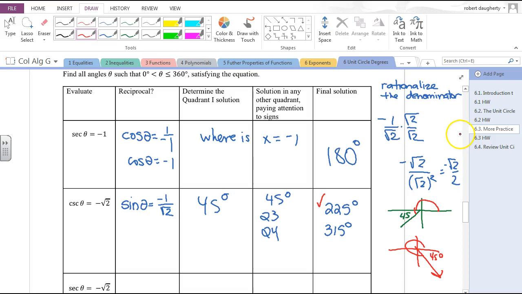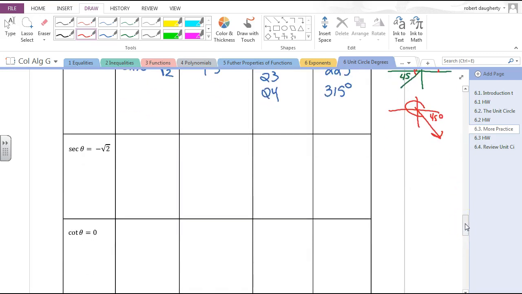Let's look at the next one, very similar. The secant of theta is negative square root of 2. So the secant is the reciprocal of what? Cosine. So this means that the cosine is equal to what? What's the reciprocal of this number? Negative 1 over square root of 2. Okay. So that's the reciprocal.